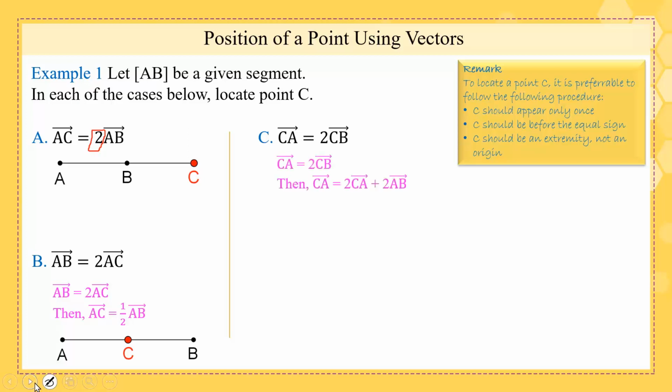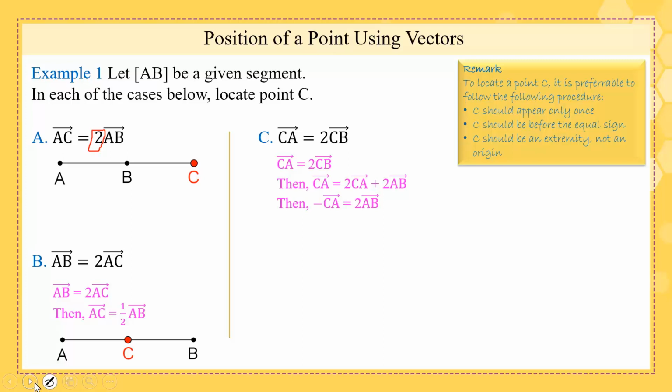First, we introduce between the letters C and B a letter A. This way is called Chasles's rule, as you remember in the previous years. So vector CA equals 2CB, so vector CA equals 2CA plus 2AB. Then move 2CA to the left side.